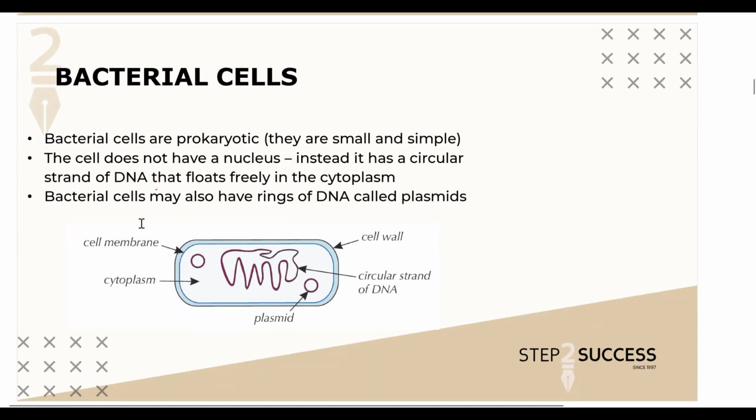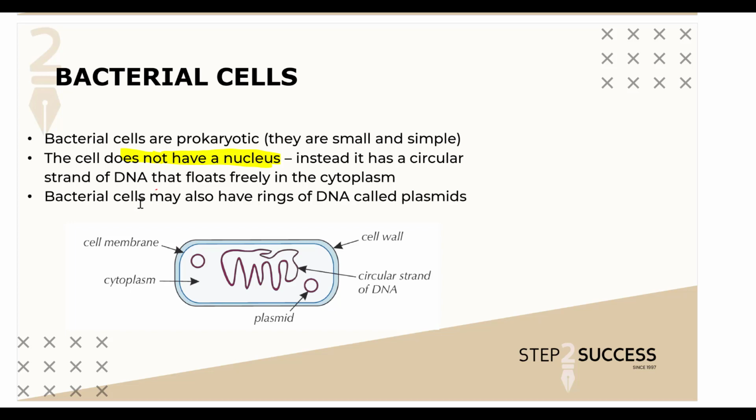We now move on to bacterial cells. Bacterial cells are prokaryotic, as we saw earlier. They are small and simple. The key difference with a bacteria cell is that it does not have a nucleus, compared with animal cells and plant cells. It still does, though, have some of the things that the nucleus contains.